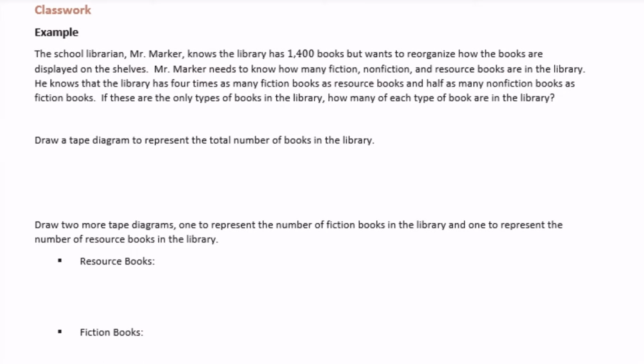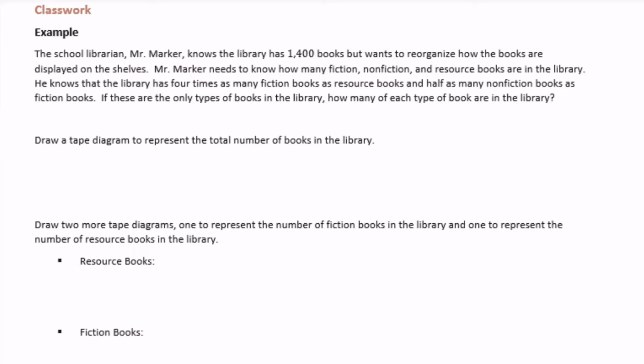Marker, knows the library has 1,400 books, but wants to reorganize how the books are displayed on the shelves. Mr. Marker needs to know how many fiction, nonfiction, and resource books there are in the library. He knows that the library has 4 times as many fiction books as resource books, and half as many nonfiction books as fiction books. If these are the only types of books in the library, how many of each type of book are in the library?